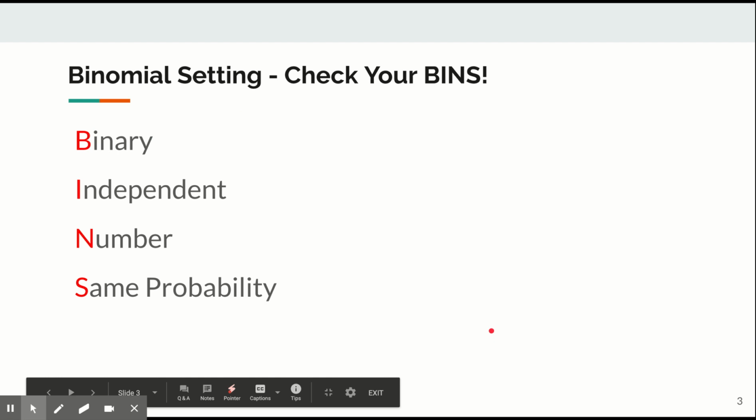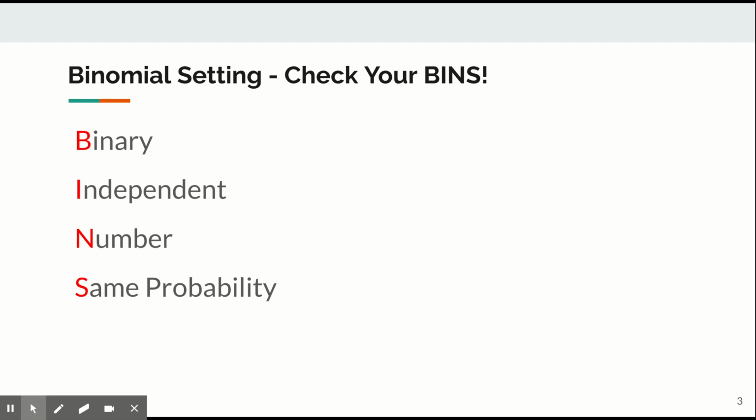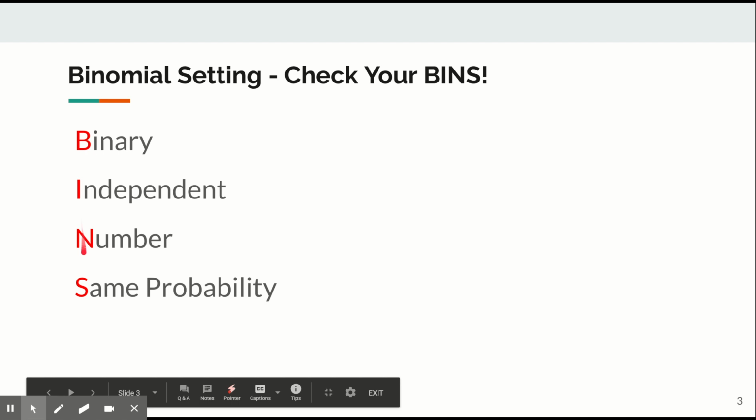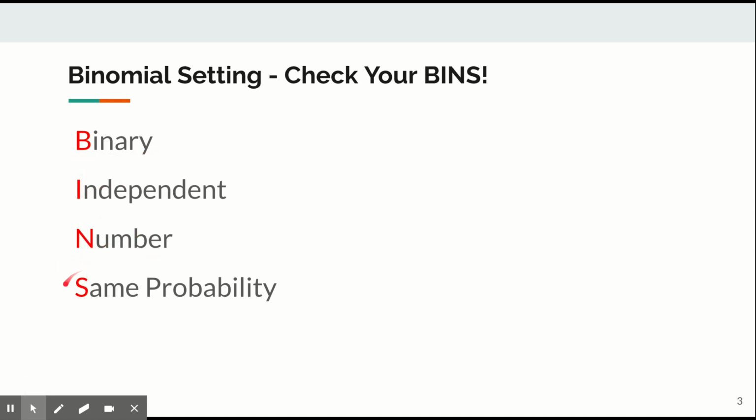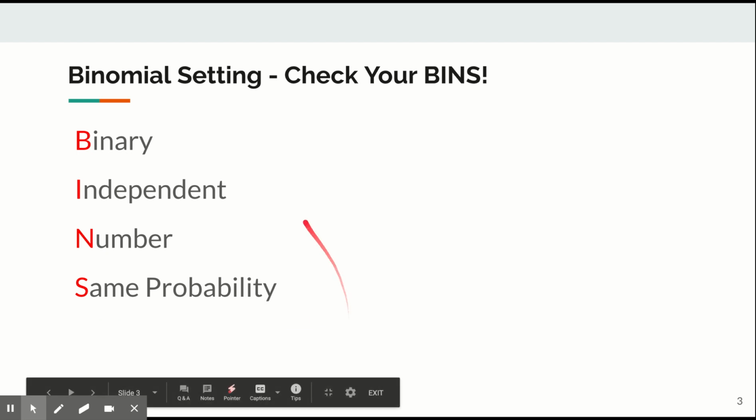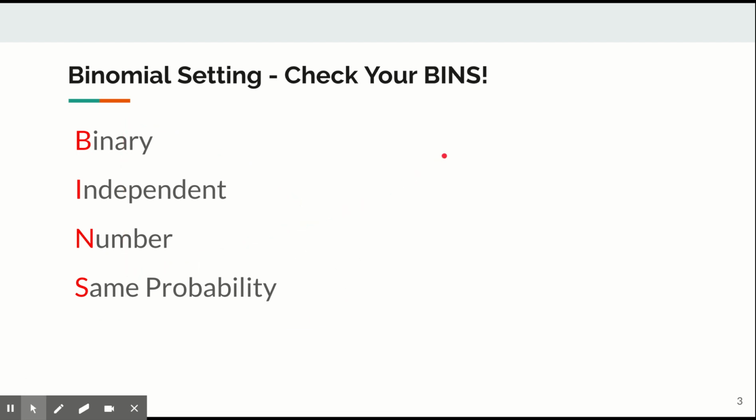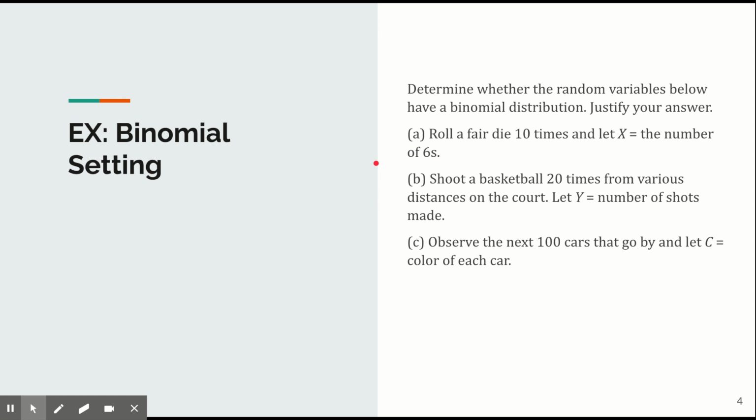A quick and easy way to remember that is to check your bins. See this mnemonic device right here. Binary, independent, number, same probability. Bins, great.